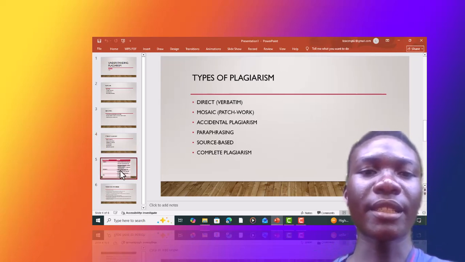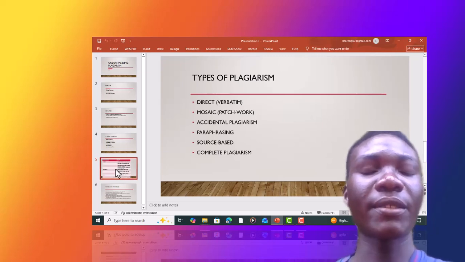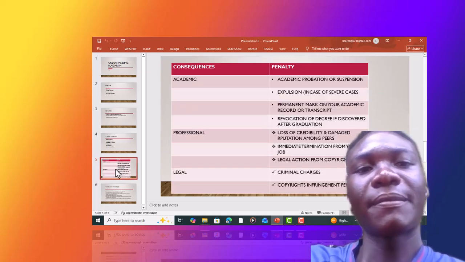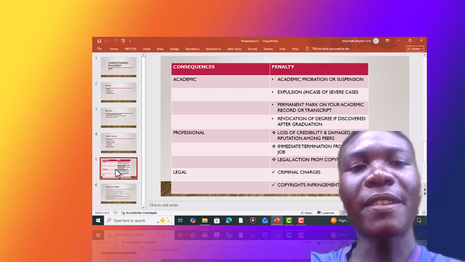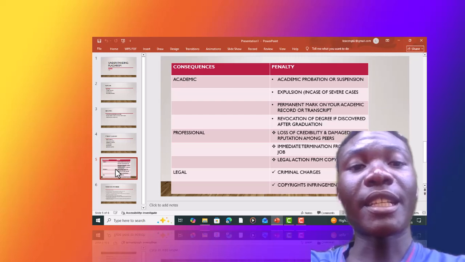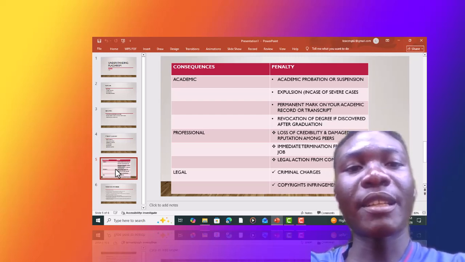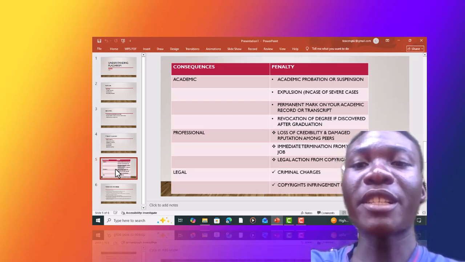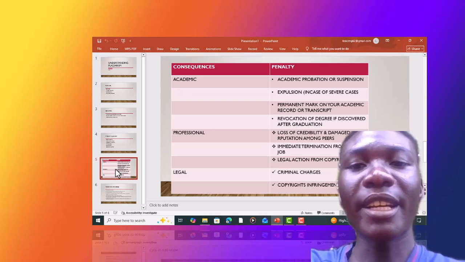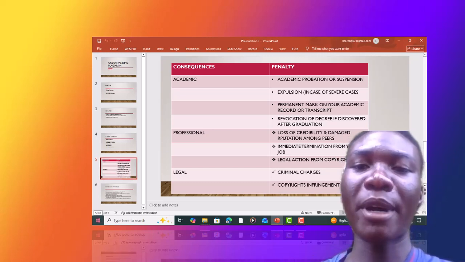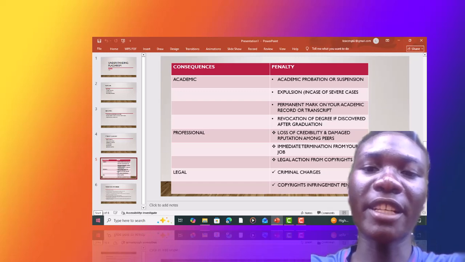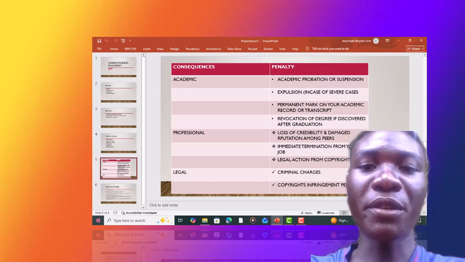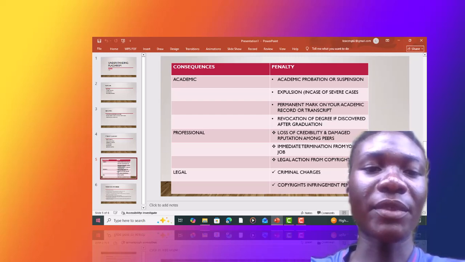Now, let us go to the next part under this tutorial. Look at the consequences and how it can affect. So in academics, the consequences and the penalties for plagiarism lead to academic probation or suspension. It can also lead to expulsion in severe cases, and it causes a permanent mark on your academic record or transcript, and the most crucial one, it can lead to revocation of your degree if discovered after graduation.